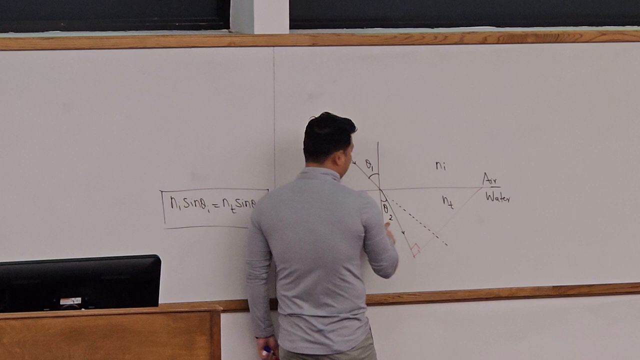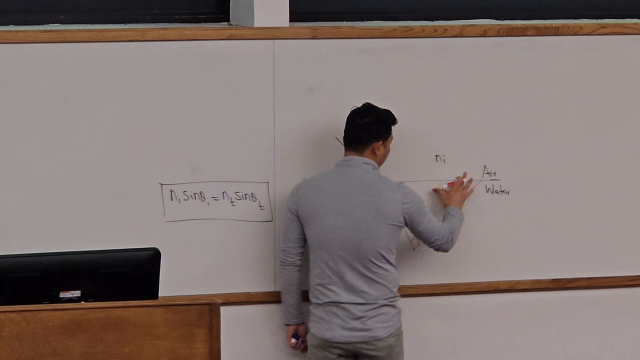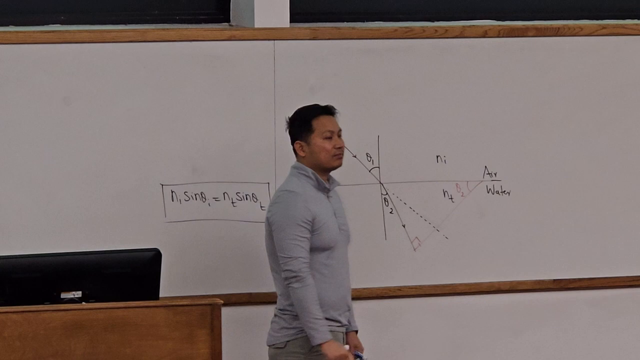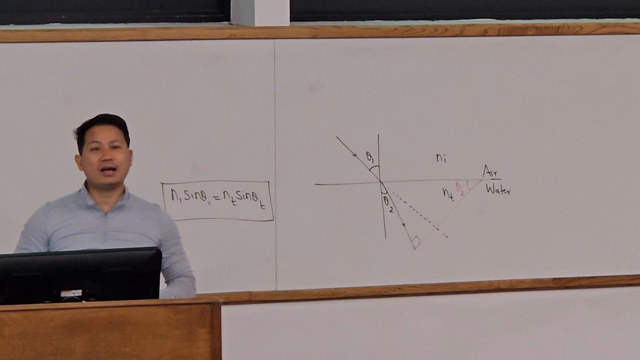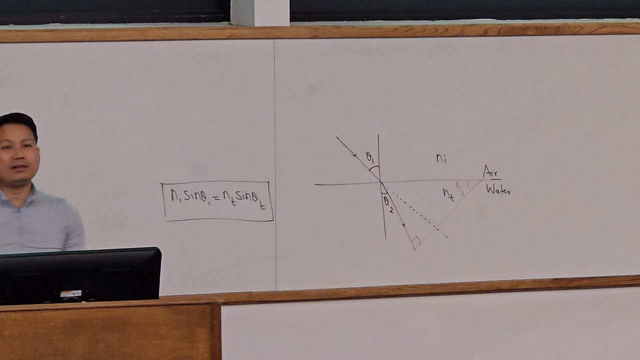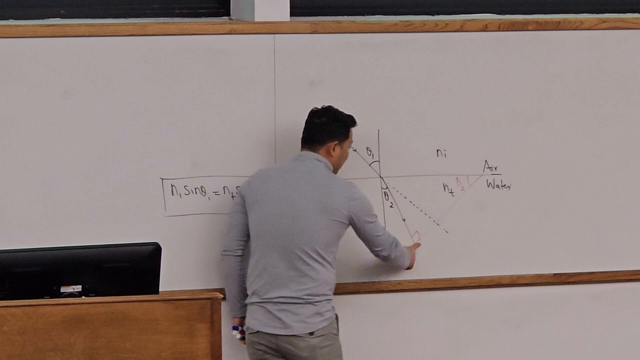Because you are talking about the light, you are already in the water or glass. The second triangle over there, it is theta 2. Why is this angle theta 2? Can anyone tell me why? This is high school geometry. What is the total angle in a triangle? 180. This is a right angle triangle. This is already 90 degrees, right?